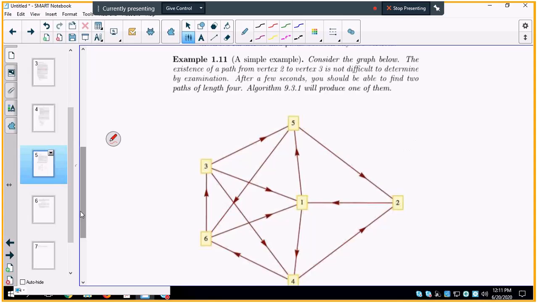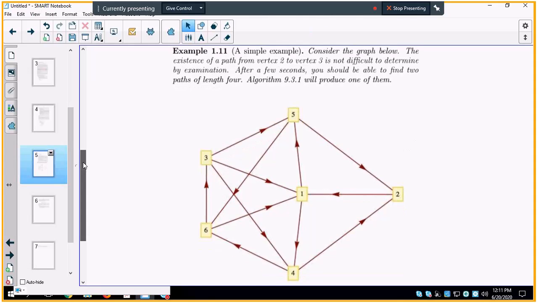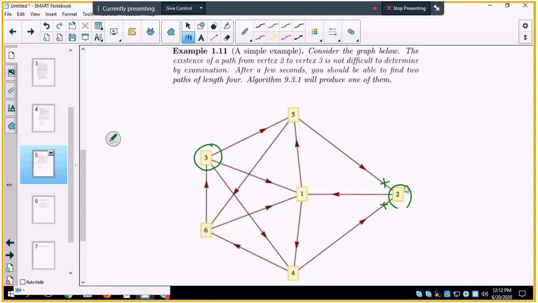As a simple example, if we look at the graph here on our screen, the existence of a path from vertex 2 to vertex 3 is not difficult to determine. After a few seconds, you should be able to find two paths of length 4. Let's examine this and see what we find. I'm starting here at vertex 2, and my aim is to end up at vertex 3. Because these are directed edges, I'm not allowed to go this way or this way coming out of vertex 2, because those are coming in. So my first choice is just to go this way to vertex 1.